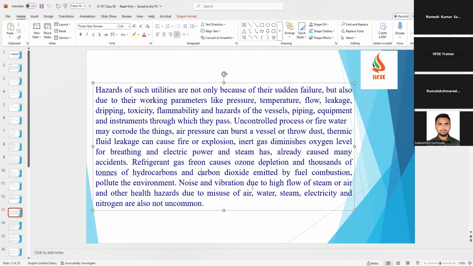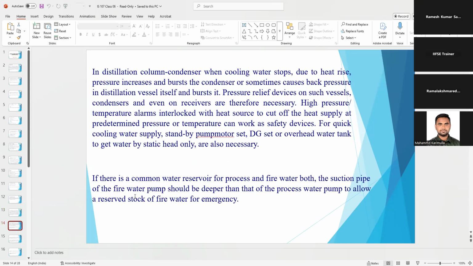Okay. Then noise and vibration due to high flow of steam or air, and other health hazards due to misuse of air, water, steam, electricity, and nitrogen are not uncommon. Okay, noise and vibration and other issues. Then in a distillation column, the condenser, when the cooling water stops, due to the heat rise the pressure increases, and it also bursts the condenser or sometimes causes a back pressure in the distillation vessel itself and bursts it.